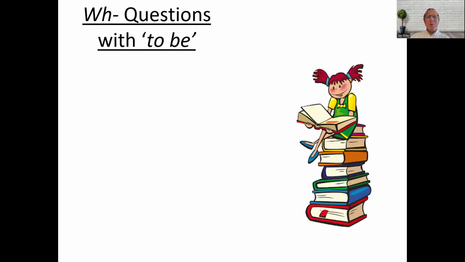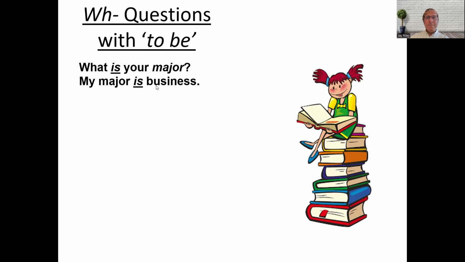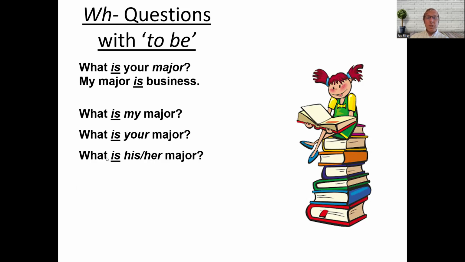Okay, now let's talk about more WH questions with the verb to be. What is your major? Your major is the subject that you study at university. My major is business. What is my major? What is your major? What is his or her major? What is our major? And what is their major?